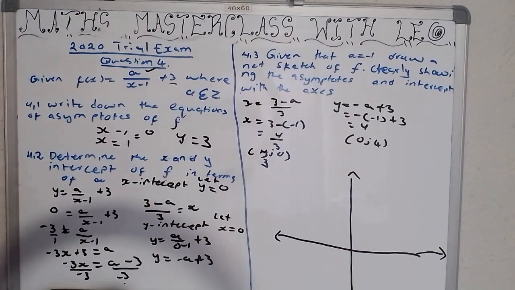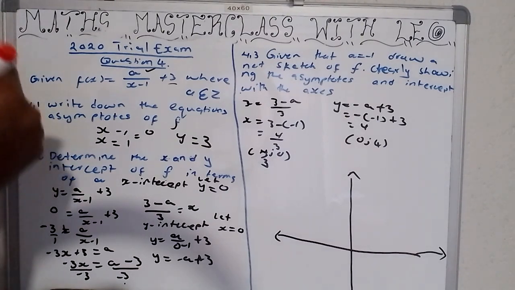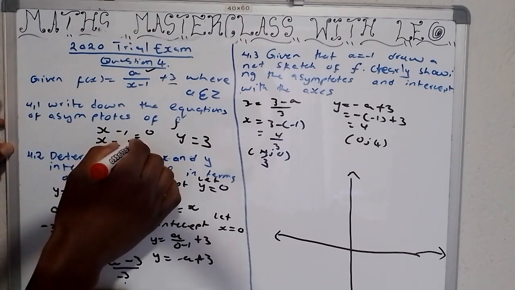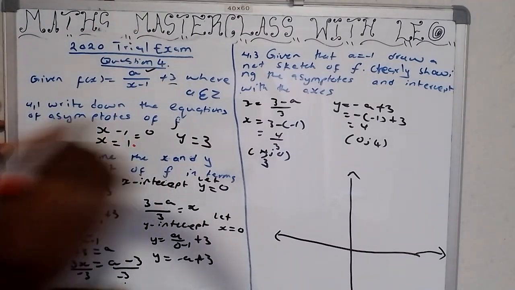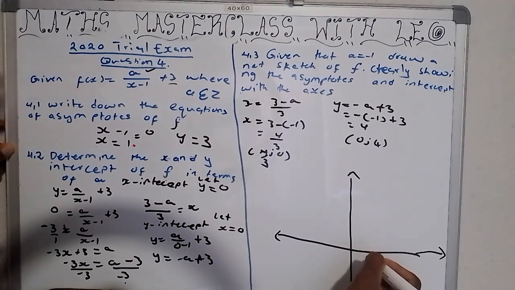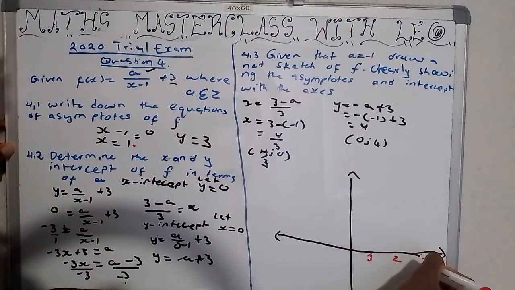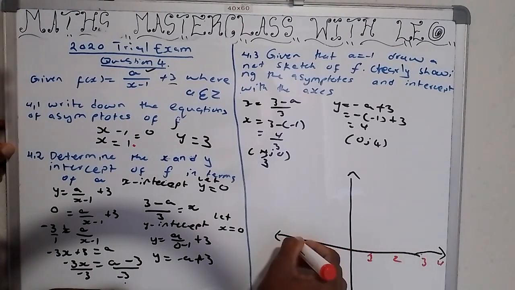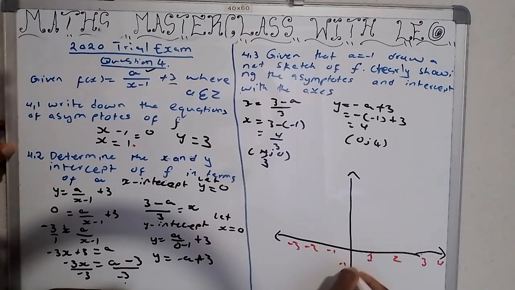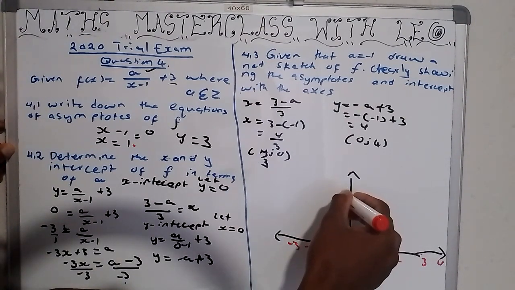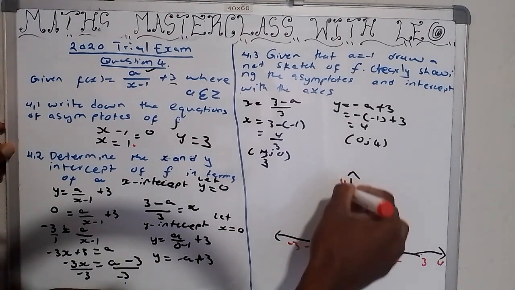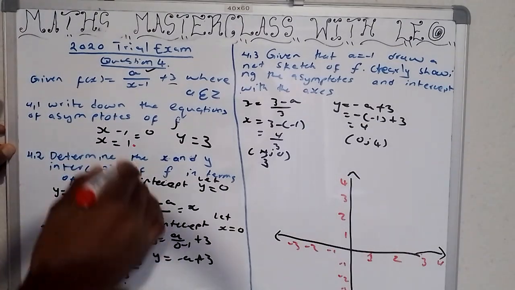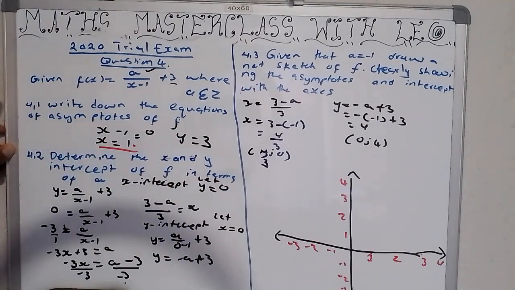Right? There. Let me just get a different color. Then, remember, your asymptotes. You have this as somewhere at 1. Let's say this is 1, this is 2, and this is 3, 4. Negative 1, negative 2, negative 3, negative 1, negative 2, negative 3. Then 1, 2, 3, and 4. Right? Then, I have the vertical asymptote at 1.